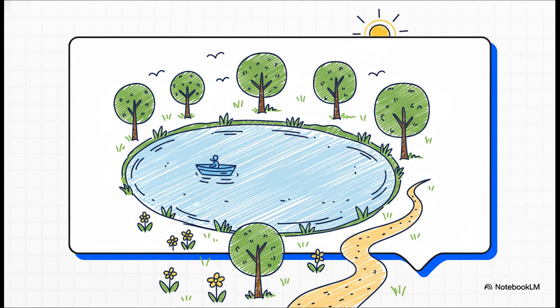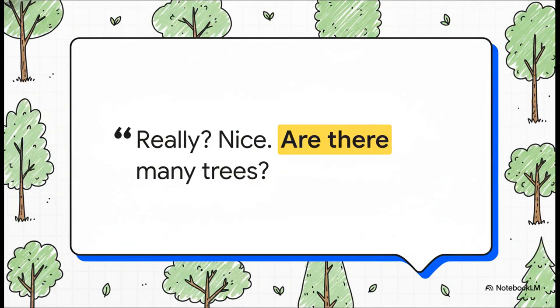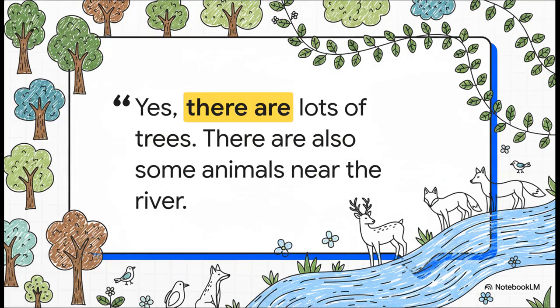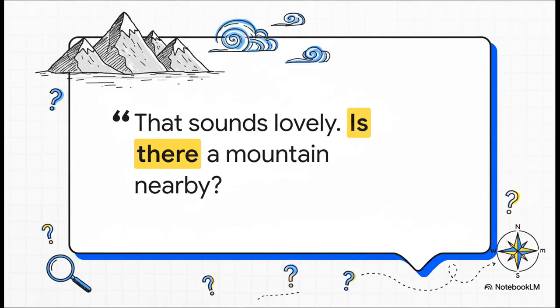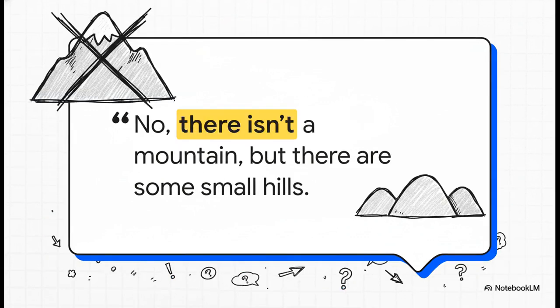I visited a new park yesterday. There is a beautiful lake in the middle. And their friend asks, "Really? Nice. Are there many trees?" The first person answers, "Yes, there are lots of trees. There are also some animals near the river." The friend is still curious. "That sounds lovely. Is there a mountain nearby?" And the final reply, "No, there isn't a mountain, but there are some small hills."